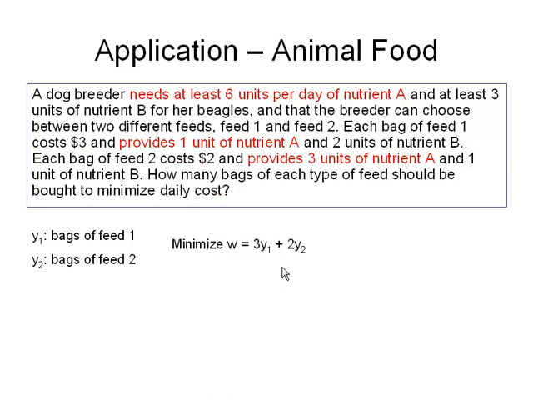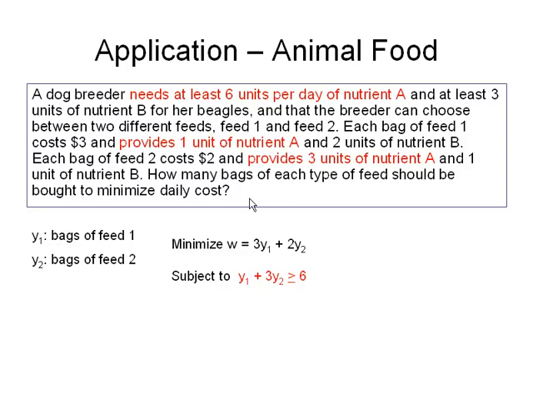Now let's start looking for some constraints. It said that I need at least 6 units per day of nutrient A, and that feed 1 provided 1 unit and feed 2 provided 3 units. So I can put that information together, and my constraint is going to be greater than or equal to 6, because I need at least 6, so that means 6 or more.